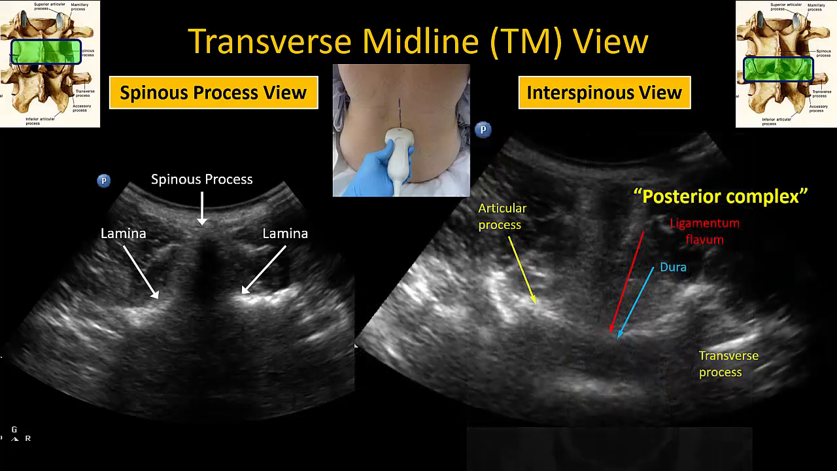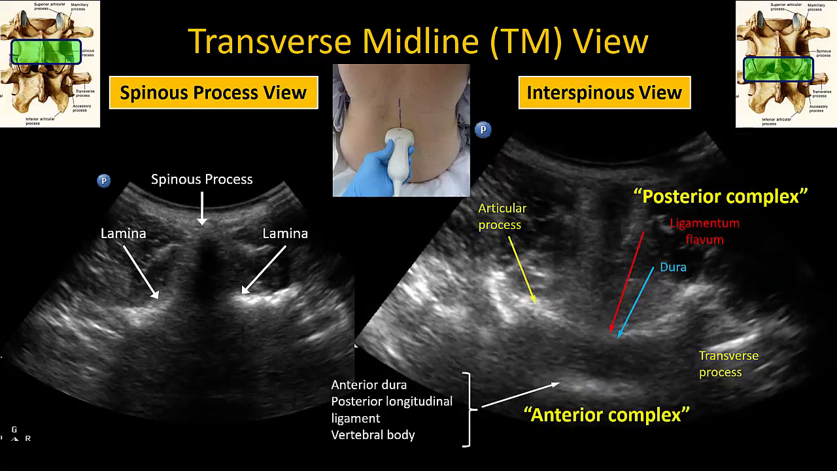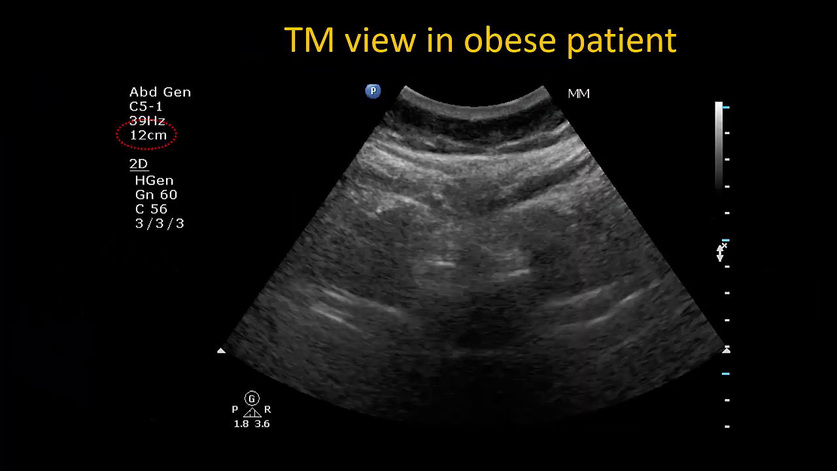The anterior dura, posterior longitudinal ligament, and posterior aspect of the vertebral body are visible on ultrasound as the hyperechoic anterior complex. The intrathecal space lies just above, and the midline is recognizable as a vertical dark stripe between the paraspinous muscles. However, in many obese patients, the anterior complex is often difficult to visualize, as in this example. Surrogate landmarks or indicators of the interspinous and interlaminar space are therefore very useful.